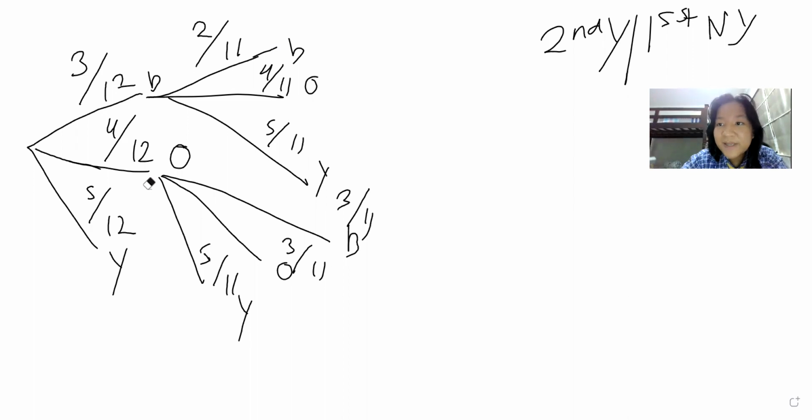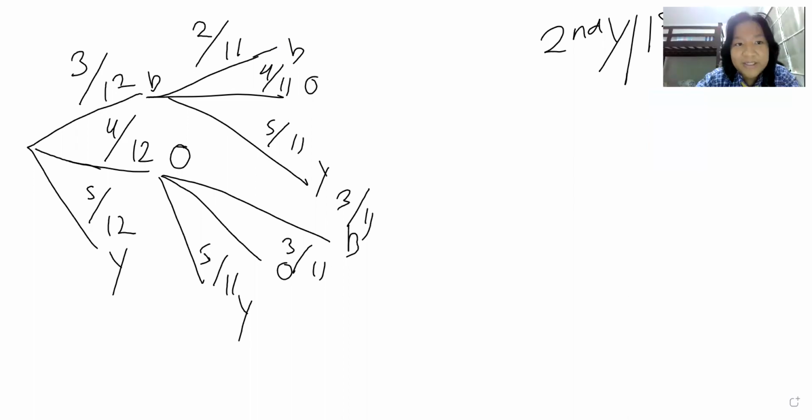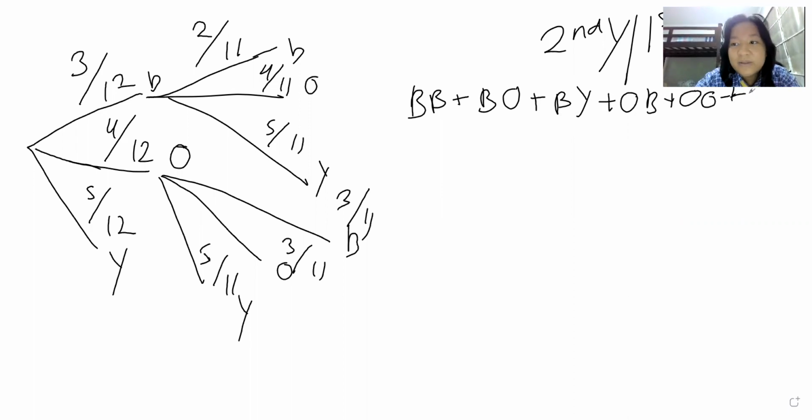When you're trying to find the first one not being yellow, you need to list all of the possibilities. Okay, so let's start with the first one. Blue and blue, the first one blue, second one blue, plus blue orange plus blue yellow. This one is important. You need to save that. And then orange blue plus orange orange plus orange yellow.